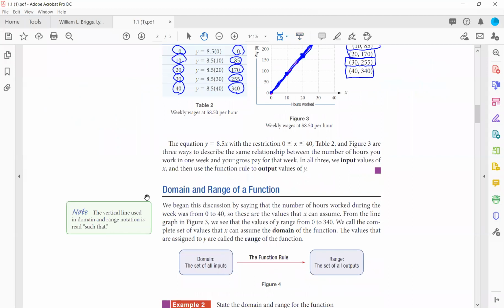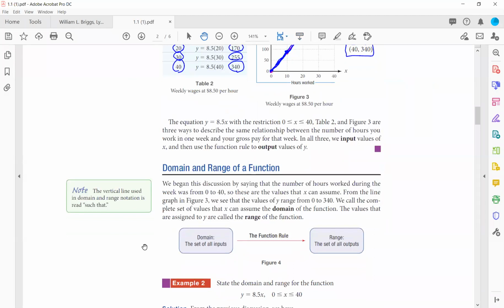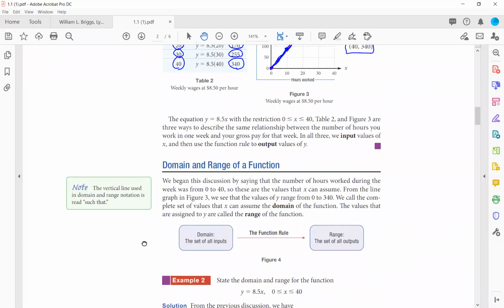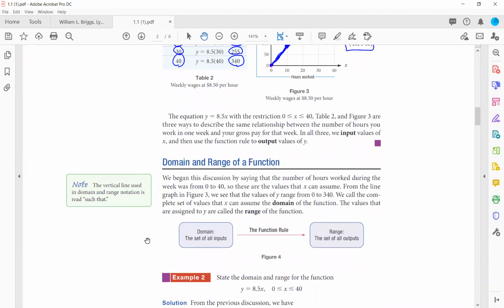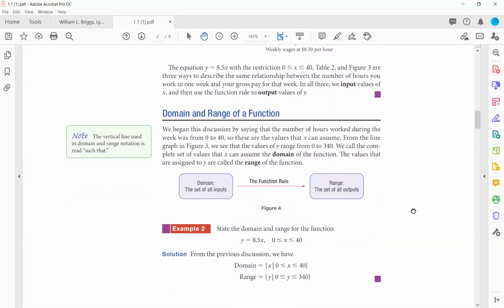Okay, let's talk about domain and range of a function. So the domain of a function is the collection of all input values. The range of the function is the collection of all output values. So a function takes values in the domain, input values, and maps them to a collection of output values. So what if we have a function, and we want to find the domain and range of that function?